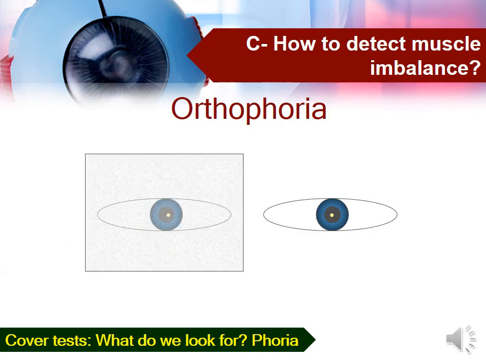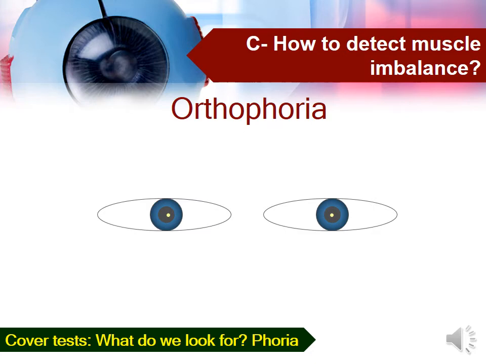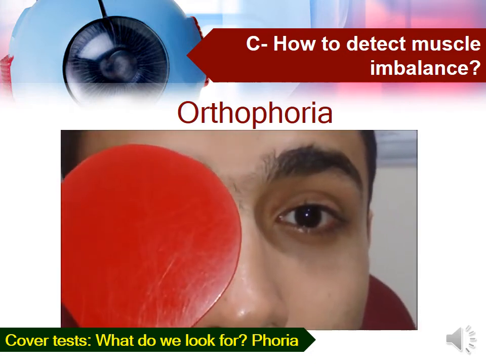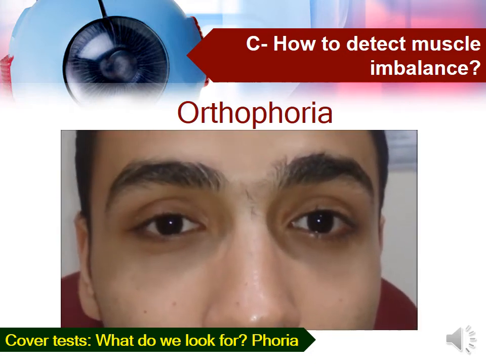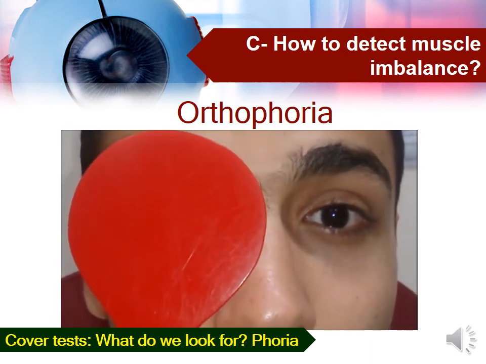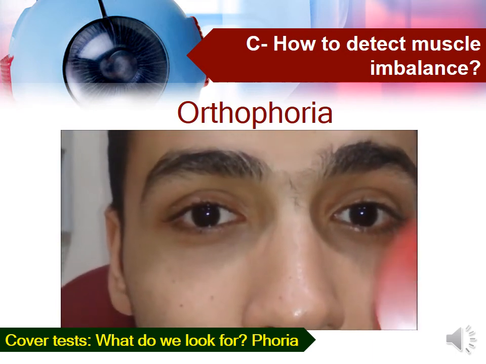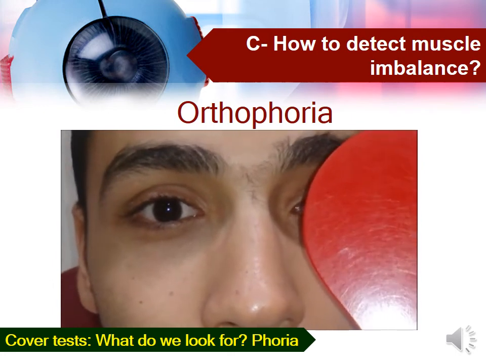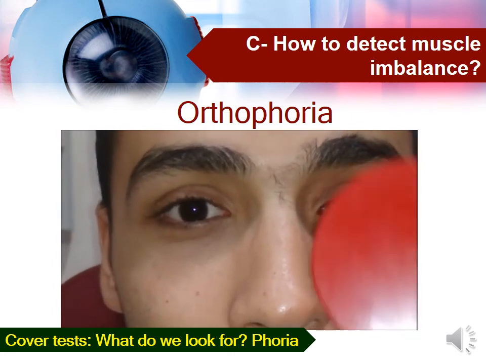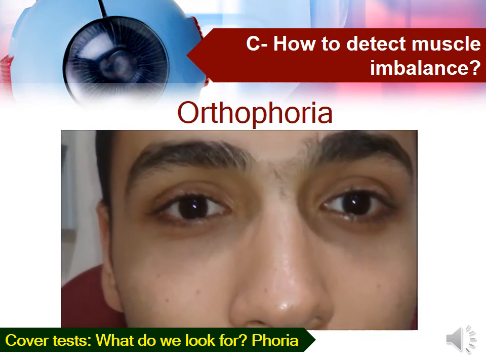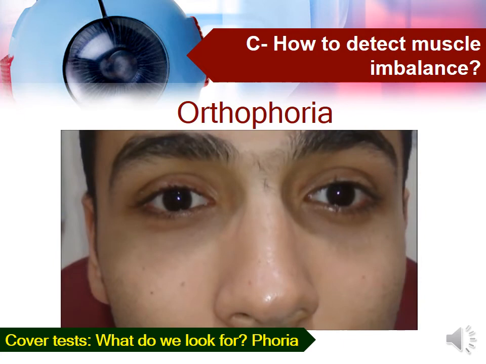When you cover the right eye and then uncover it, you can see that the right eye did not move under the cover. This is an orthophoric patient. You notice that when you cover the right eye, it did not deviate under the cover. The same for the left eye, there is no movement of the eye under the cover on the cover-uncover test.